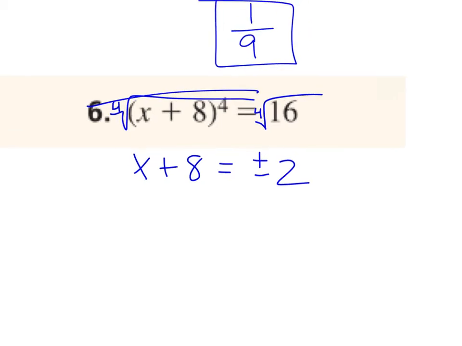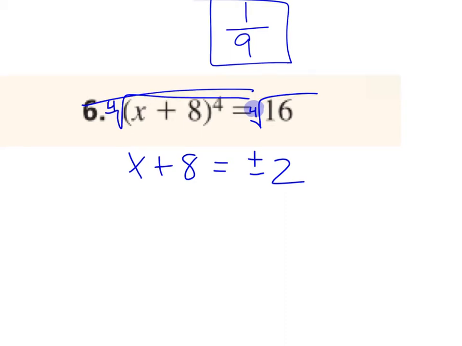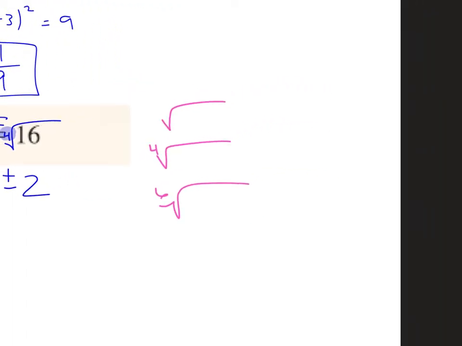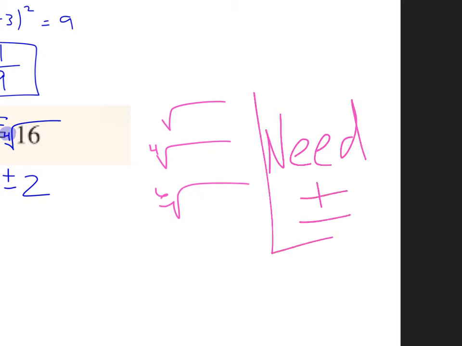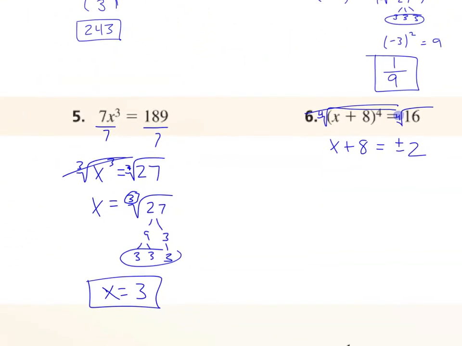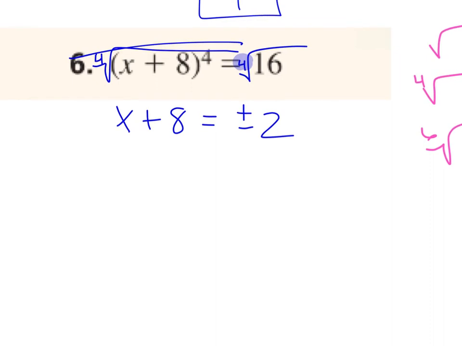So remember, when you take the square root or the fourth root or the sixth root in an equation, you need the plus or minus. So I'll write that on the side here for you guys. If you take the square root, the fourth root, the sixth root, any even number, you need plus or minus in your answer. So we didn't do it in the last two because we had the third root and the fifth root, which were odd numbers, but we have to do it here because we have the fourth root. So we get plus or minus 2.